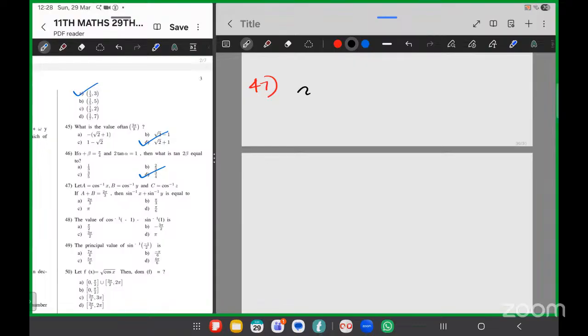So A plus B equal to 2 pi by 3 means cos inverse x plus cos inverse y equal to 2 pi by 3.